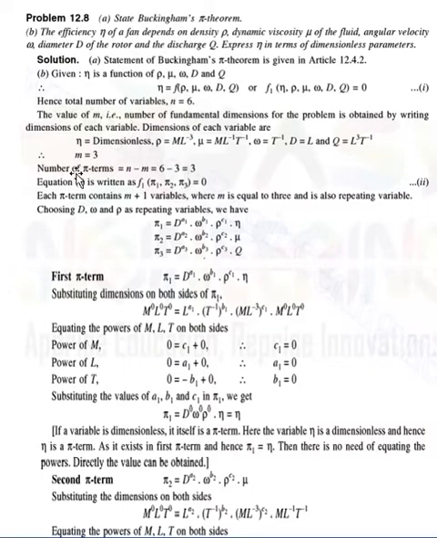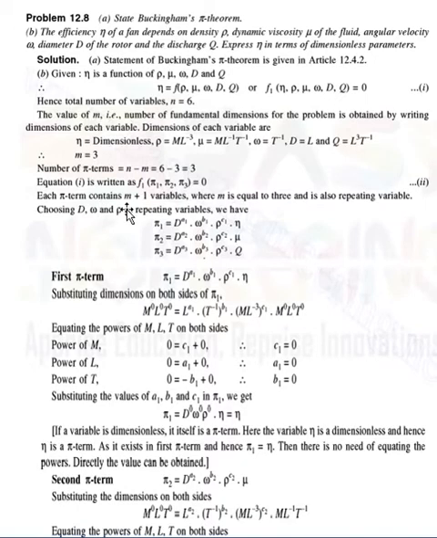Then we calculate the number of pi terms. How to calculate the number of pi terms? It is equal to n minus m, where n means total variables and m means fundamental variables. The total number of variables is 6 and the fundamental variables are 3. Therefore the number of pi terms is equal to 3. Then equation 1 can be written in the form of pi terms. Therefore f1(pi 1, pi 2, pi 3) equal to 0. This is equation number 2.